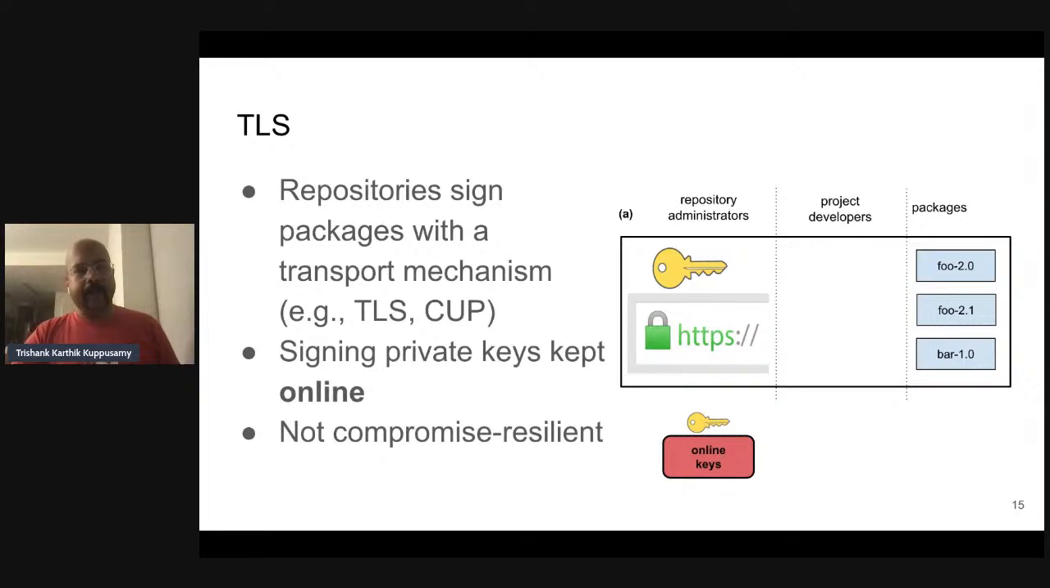And I remember TLS was not widely used. If you downloaded things from PyPI back then, it was over plain HTTP. And this was before the Snowden leaks. And I remember being worried even back then. It's like, what happens if there's a man-in-the-middle attack here?